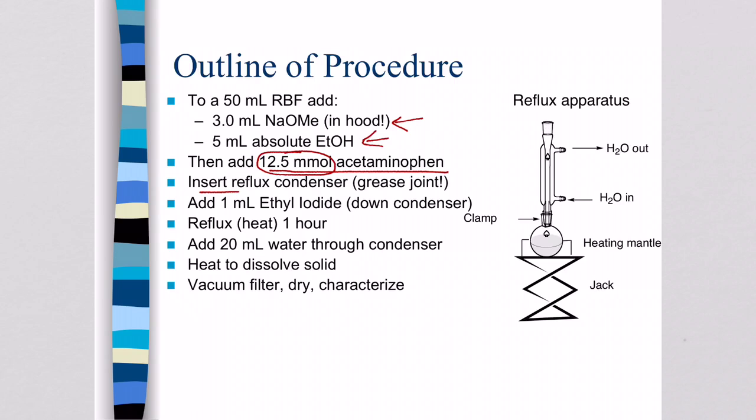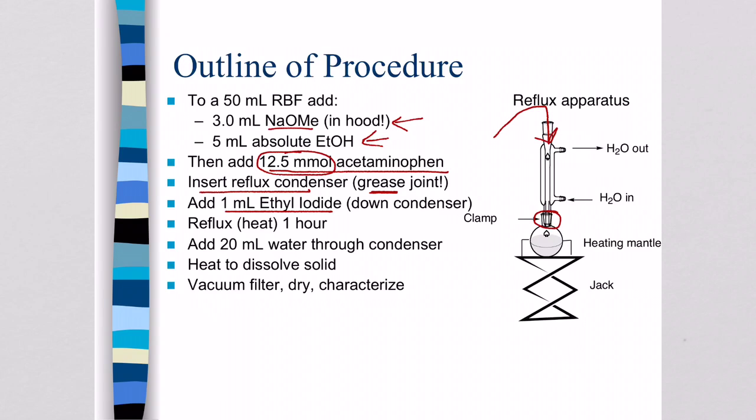Then we're going to insert a reflux condenser, and we're going to put a small amount of grease on this joint. The reason for that is that the strong base, the sodium methoxide that we're using, can etch the joint and actually cause it to freeze shut, so you wouldn't ever be able to get the condenser out, and that's not good. Then we're going to add a milliliter of ethyl iodide, and we're just going to add it right down the condenser. I will do that for you with a pipetter.